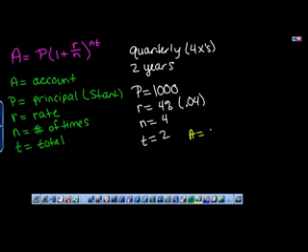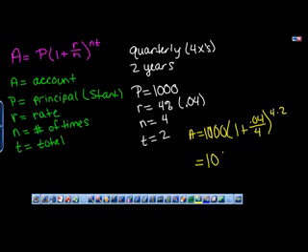What will be in her account equals P, 1,000, times 1 plus her R, which again use decimal form, divided by 4, which is her number of times it's compounded, all over N, which is 4 times 2. Plugging that into the calculator exactly as written will get you the result of $1,082.82.